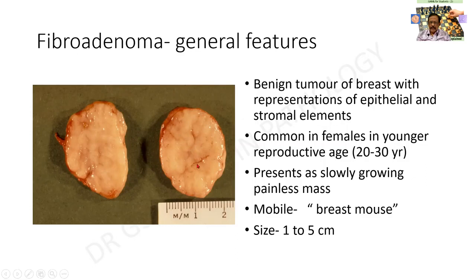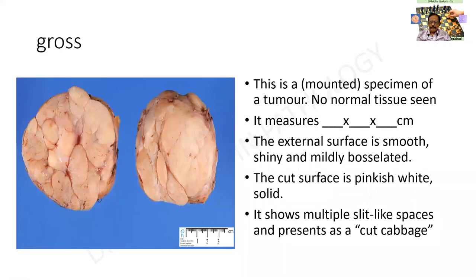In this, I would like you to appreciate the slit-like spaces. The size is usually 1 to 5 centimeters, but when it is more than 5, we use the term giant fibroadenoma. Look at this one. I am finding a tumor which is circular or ovoid, and in this I am finding solid areas as well as slit-like openings.